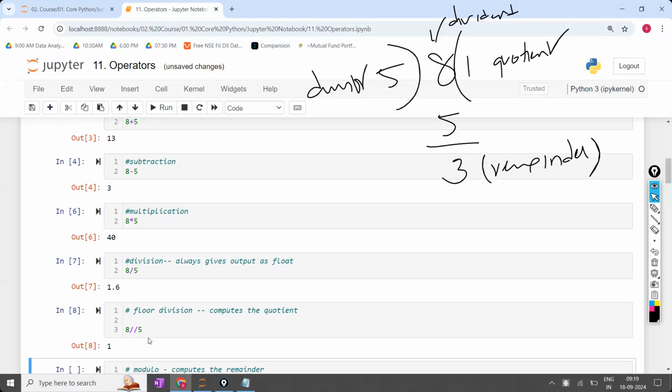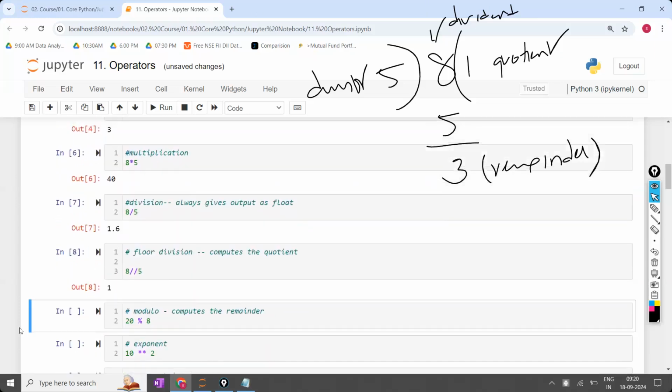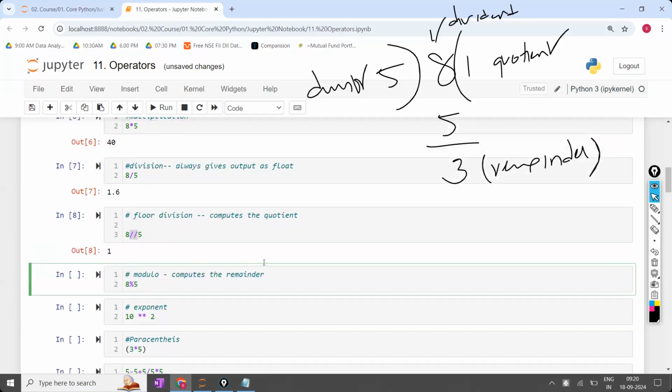What is the quotient value? 1. 8 floor division 5. Floor division means double backslash. Single backslash means division, double means floor division. Floor division will give you the quotient value. And the same way, 8 modulo 5. Modulo means the percentage symbol. Now what is it going to give? The remainder. What is the remainder? 3.